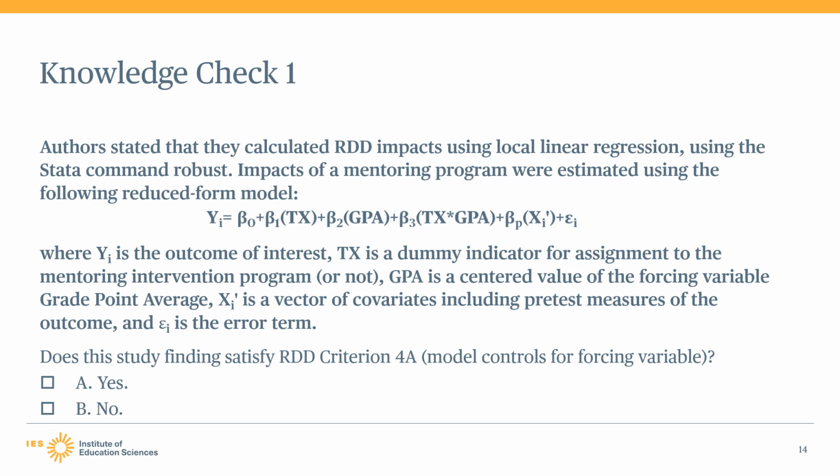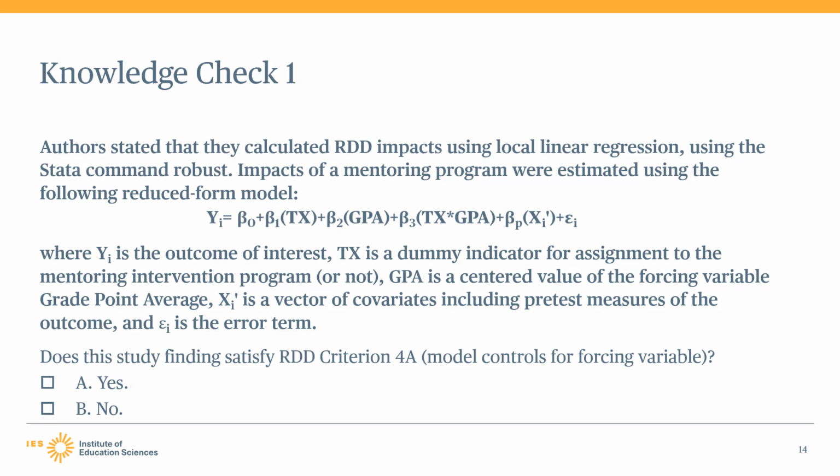yi equals beta naught plus beta 1 times tx plus beta 2 times GPA plus beta 3 times the interaction between treatment and GPA plus beta p times xi naught plus epsilon i, where yi is the outcome of interest, tx is a dummy indicator for assignment or not to the mentoring intervention program, GPA is a centered value of the forcing variable grade point average, xi naught is a vector of covariates including pretest measures of the outcome, and epsilon i is the error term.